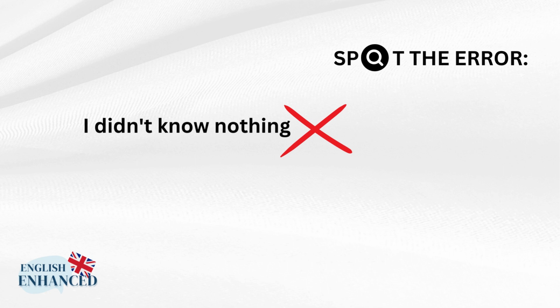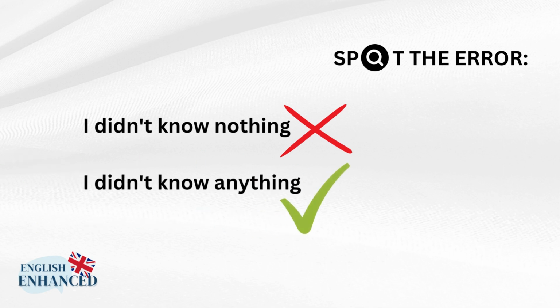Okay, and the correct answer in this case would be I didn't know anything. So I didn't know nothing. You may sometimes hear people say this, but it's kind of non-standard or informal English. So in formal writing and standard English grammar, it's always best to avoid double negatives because they can create ambiguity and lead to potential confusion.